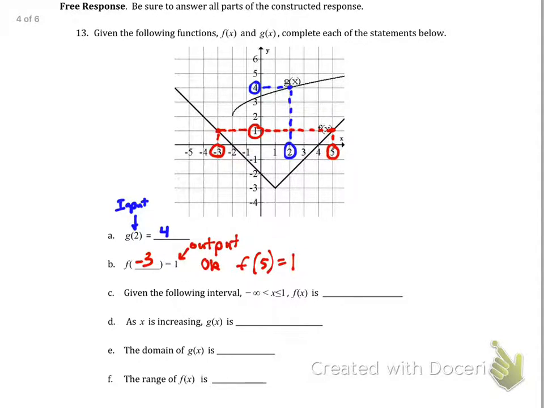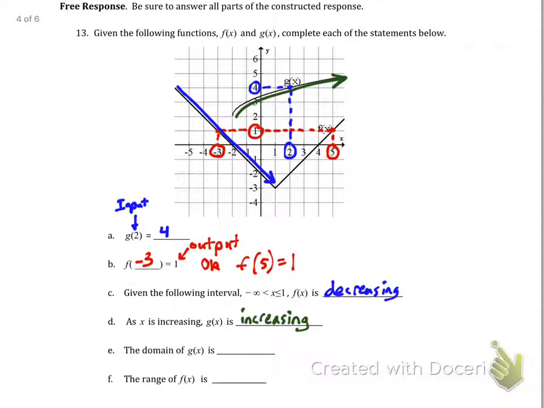Alright, C. Given the following interval, negative infinity is less than x, which is less than or equal to 1, f of x is what? Well, the interval is decreasing because it's that point right there, that side that they're talking about, everything less than or equal to 1. The graph is decreasing there. Likewise, as x is increasing, g of x is always increasing. So as you go to the right, g of x is always getting bigger.